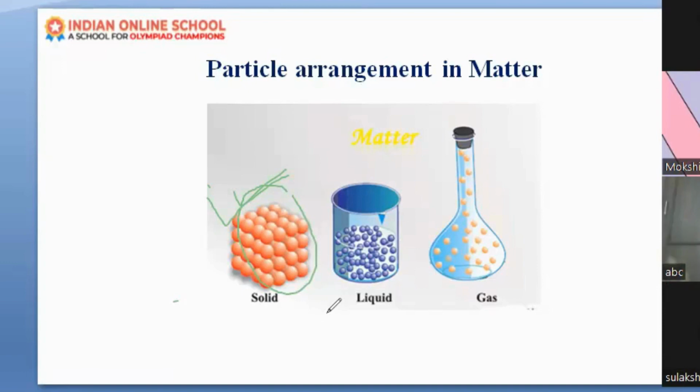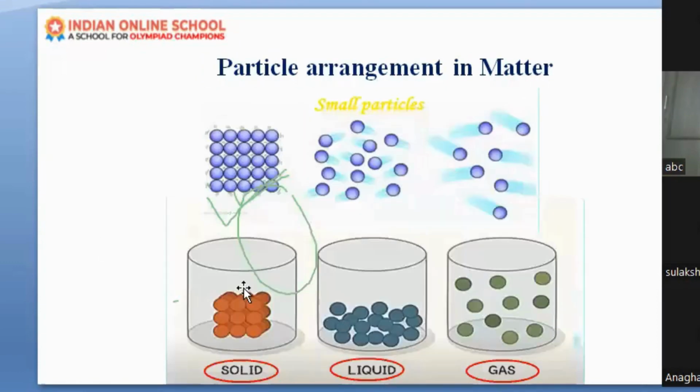Collide means they are intersecting each other. I hope you understood particles and the arrangement of particles in matter. Any doubts? No, ma'am. Okay, let's talk about it in detail in the next slide.